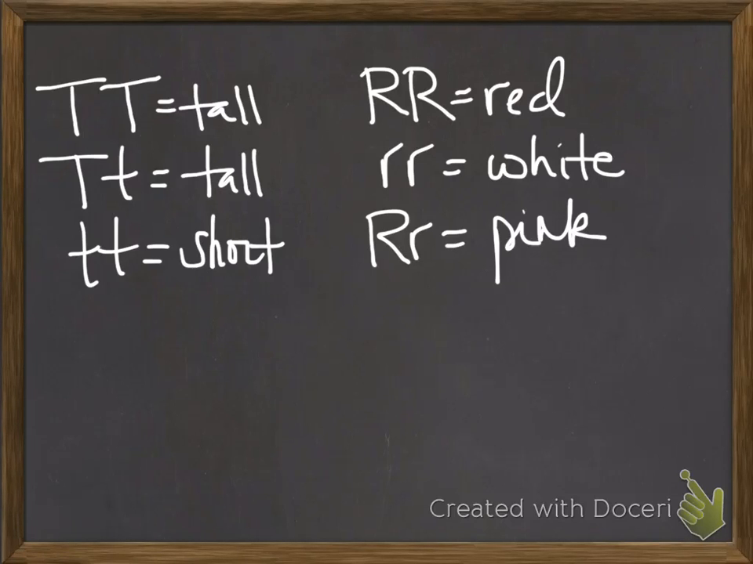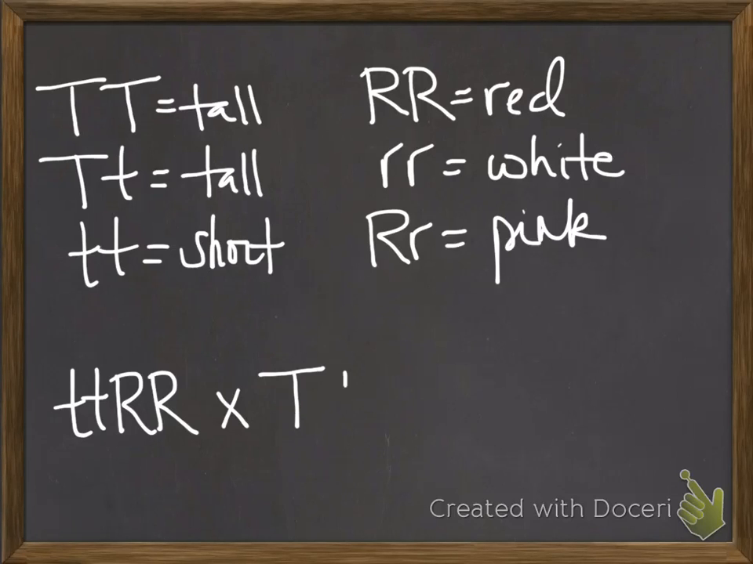So in the next part of the problem, you're given a genetic cross. It says a dwarf red snapdragon is crossed with a plant homozygous for tallness and white flowers. So let's take this one plant at a time. The first plant is a dwarf, so it'll be little t, little t, and it has red flowers, so it'll be big R, big R. That's crossed with another plant that's homozygous for tallness, so that would be big T, big T, and white flowers, little r, little r. So now you have the genotypes that are involved in your genetic cross.